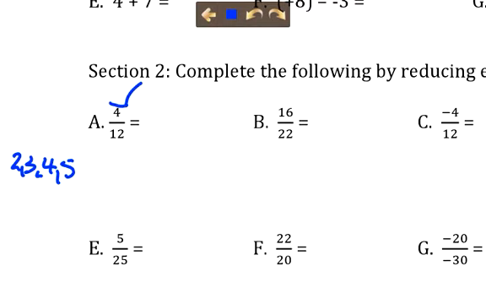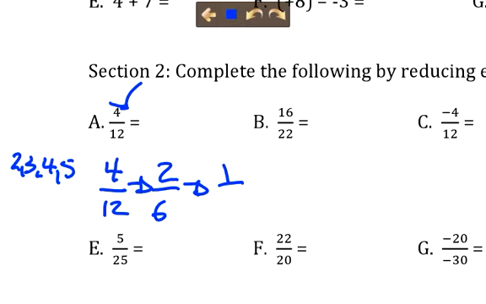But if you don't see that, then you can just do this. Start with 2. 2 will work. So 4 divided by 2 is 2. 12 divided by 2 is 6. And then you can do it one more time. So you get 1/3. But you could have divided 4 straight from both of them and got the same answer. But again, it doesn't matter. You'll always get the right answer, even if you have to do a little bit more work.